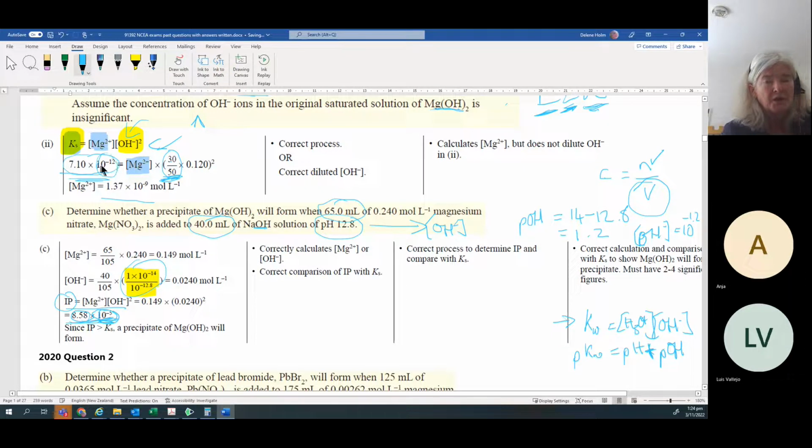Remember, it's minus 12, so this is 0.00000, it's got to have 12 noughts before you get to the 7. I haven't counted my noughts. Whereas here, we only have 5 noughts, 1, 2, 3, 4, 5 before we get to the 8. So that's a lot smaller than that. And therefore, because your ionic product is bigger than your Ksp, you are going to get a precipitate.